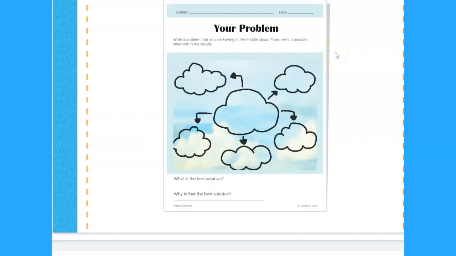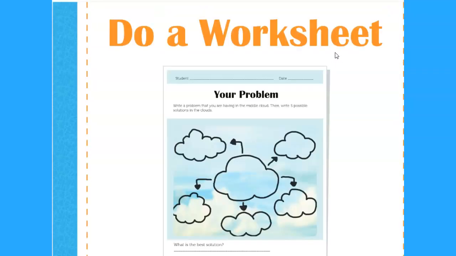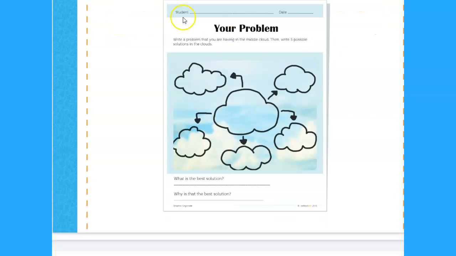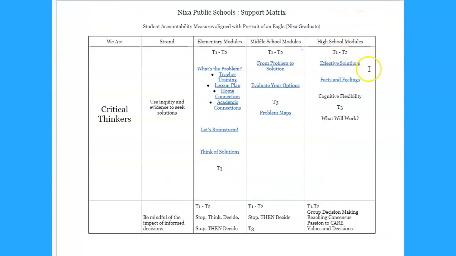And here is an example of a resource that would come with this Tier 3 lesson. And I want to show you one example of a high school lesson. Let's go to Facts and Feelings.